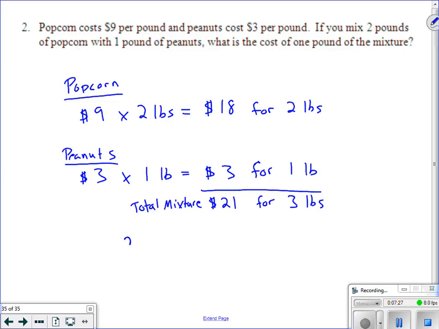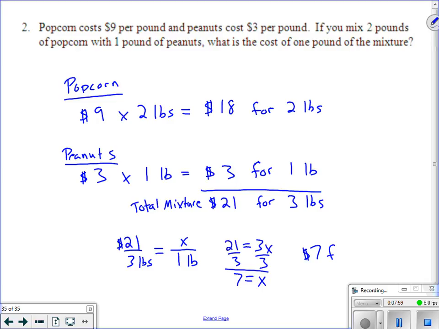Then I can put that into my proportion: $21 over 3 pounds equals something over 1 pound. I always have that 1 there. So do your cross multiplication. 21 times 1 is 21, and that equals 3 times x, which is 3x. When we divide by 3 here, we get 7 equals x. So it's going to cost us $7 for 1 pound of the mixture.